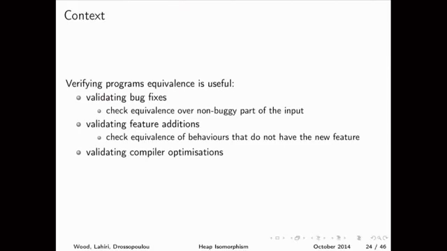So why is it useful? Similar to what I said previously, you've changed the program in some way. You want to check that you've only changed the bit of it that you wanted to change. And maybe program equivalence is useful in some other places as well. People use it for trying to check that compilers are correct and compiler optimizations are correct, for example.